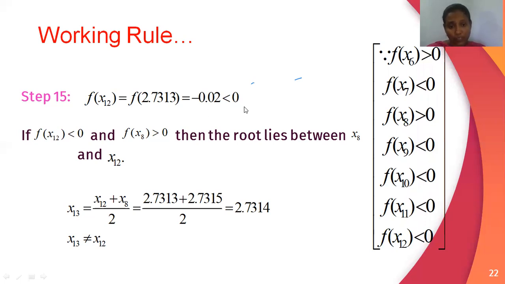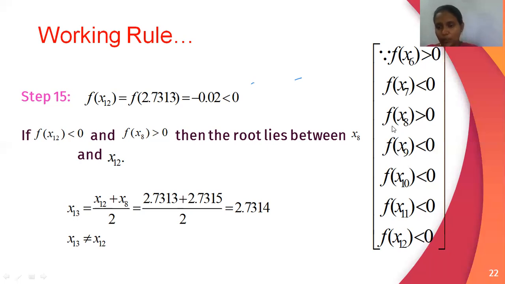The function value at x12 is negative; we got it by replacing the x12 approximation value in the given function. So f of x12 is negative. F of x11 is also negative, before this f of x10 is also negative, and f of x9 is also negative. All have the same sign, so the root does not lie between x9 and x12.